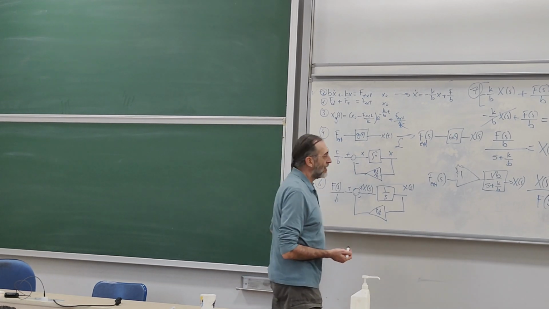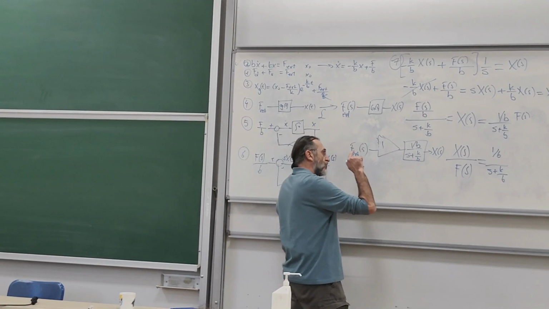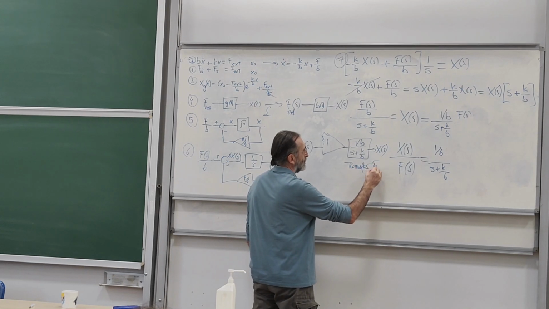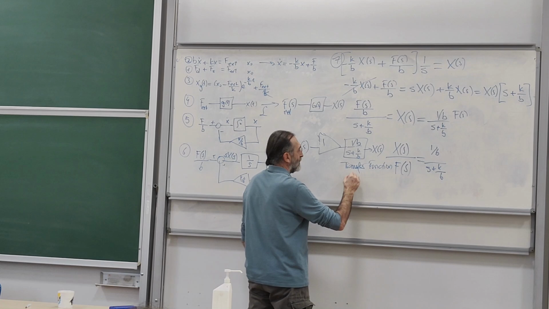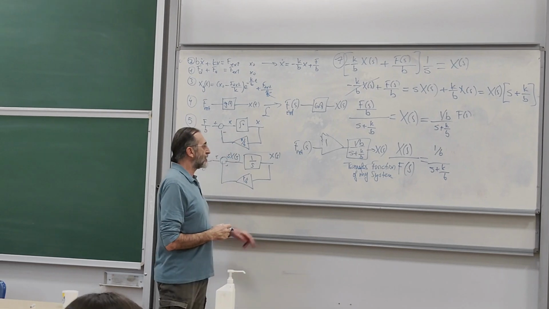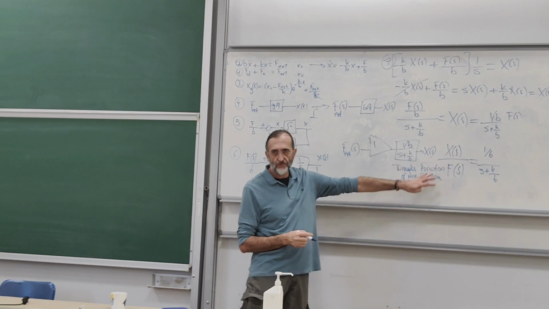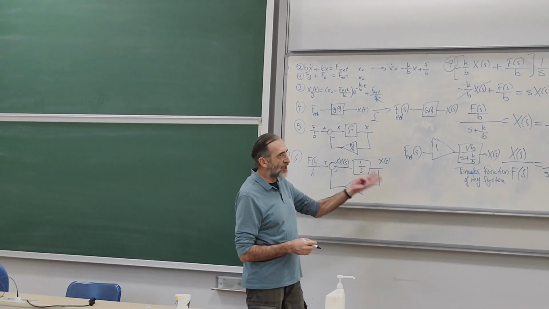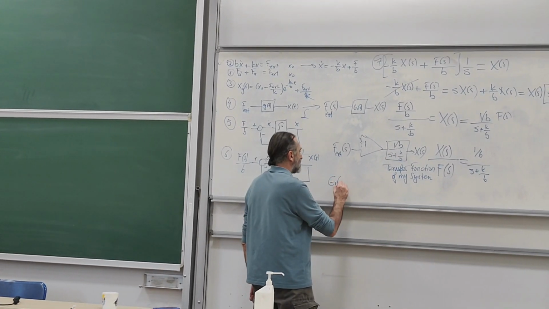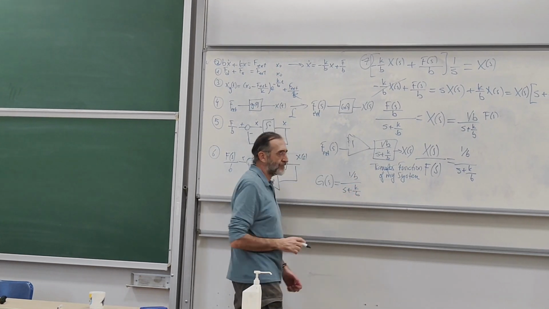Your answer. Alright, so I call this the transfer function of my system. Why? Because it takes the input, transfers it into the output. The transfer function of the system. I describe my system as this transfer function. So my g of s is equal to 1 over b, s plus k over b.